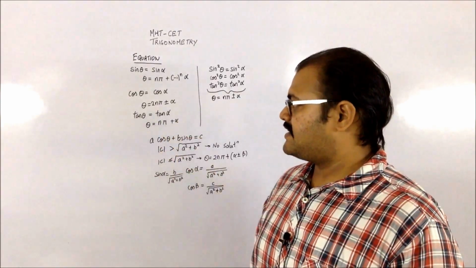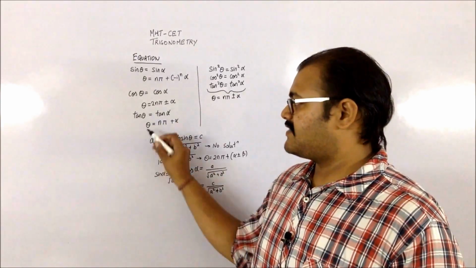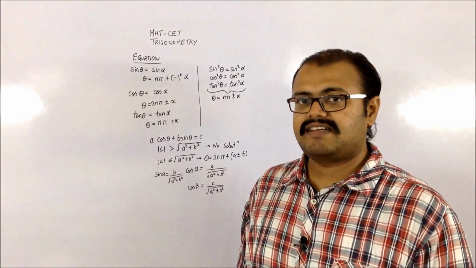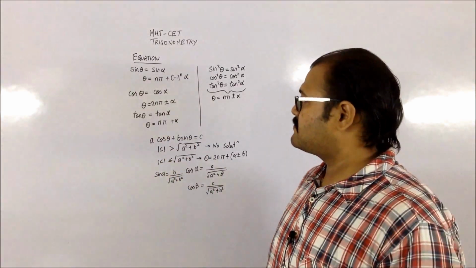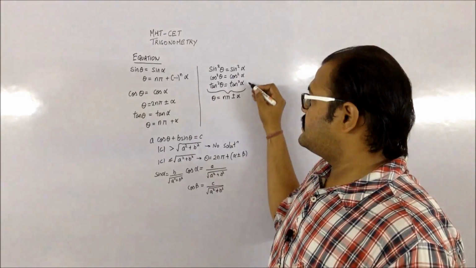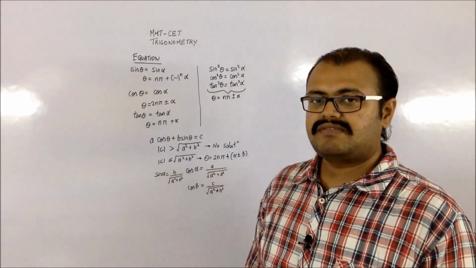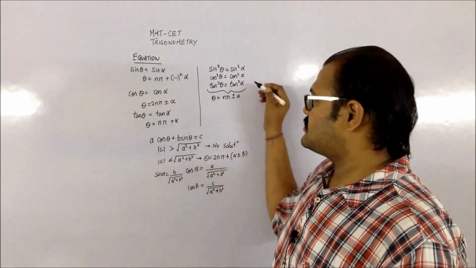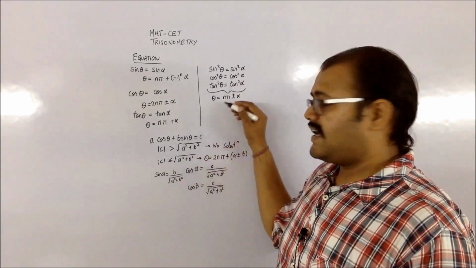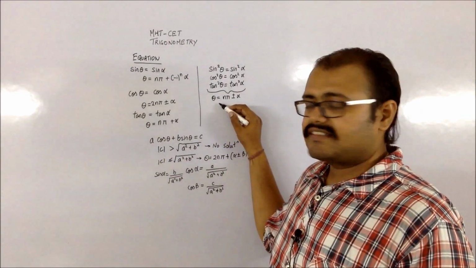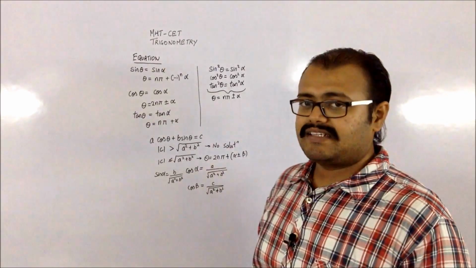And for tan theta equals tan alpha, you will have the solution theta equals n pi plus alpha. For these three, that is sin square theta equals sin square alpha, cos square theta equals cos square alpha, and tan square theta equals tan square alpha, you will have the solution for theta as theta equals n pi plus minus alpha.